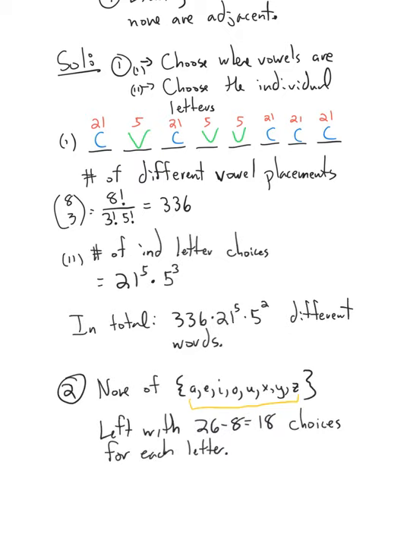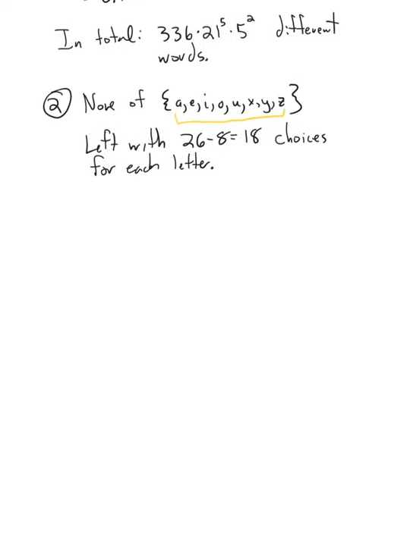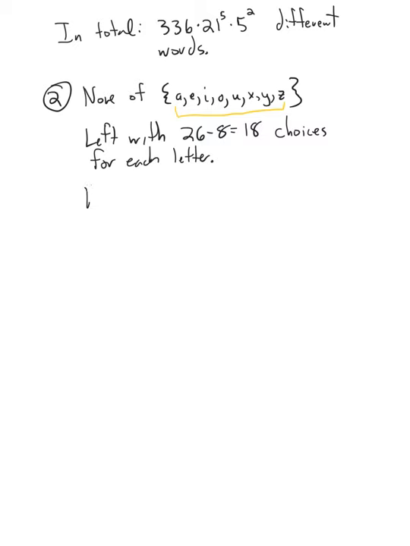There are no location issues with this. We don't have to choose where the vowels or the consonants or anything like that go. So the number of words, well, just for each letter, we have 18 choices, and there are 8 letters, so we have to make that choice 8 times. So 18 to the 8.